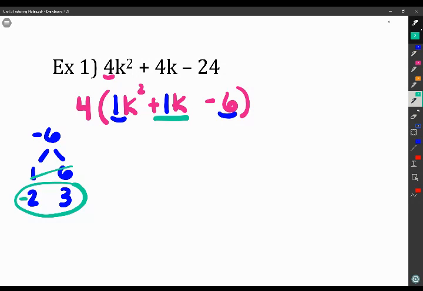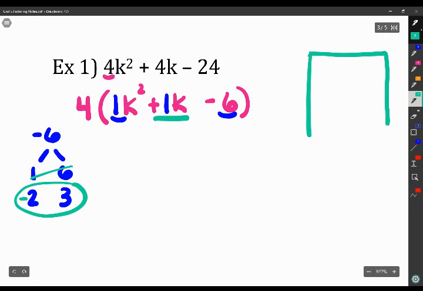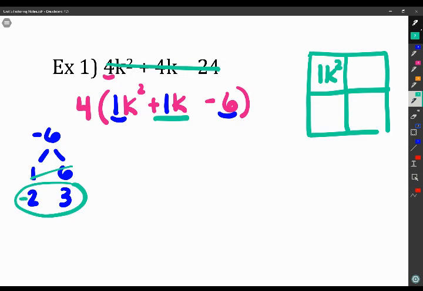And so we're going to do our box, just like before. Remember, the first term goes in the first box. And when I talk about the first term, once I've taken out the greatest common factor, I don't use that anymore. I use what my new equation is. So first term is 1k squared. Last term is negative 6. The pair that I pick goes in the other two boxes. So we've got negative 2k and we have 3k.